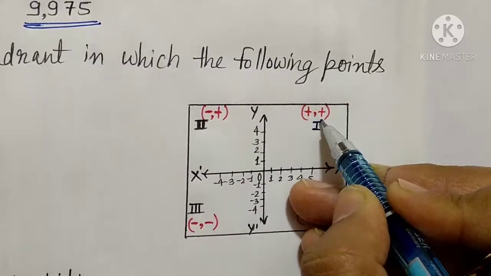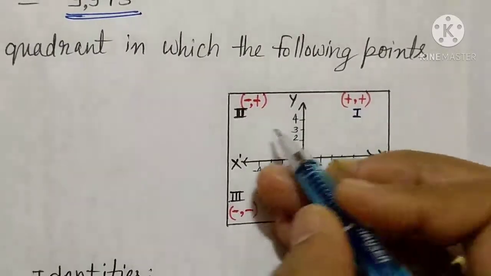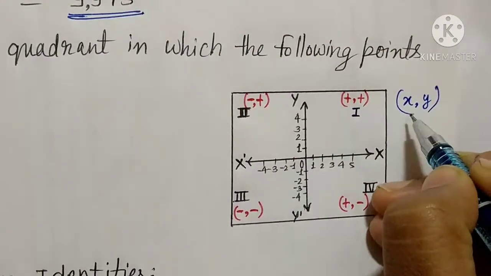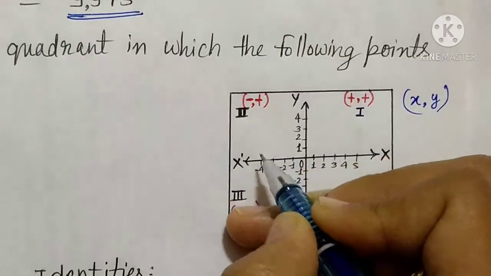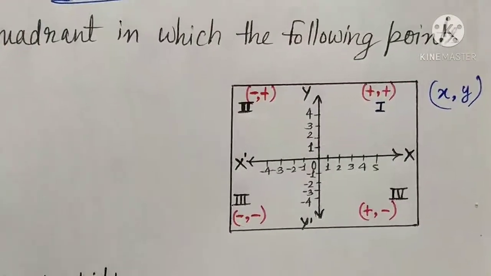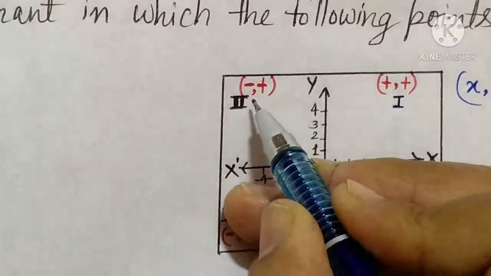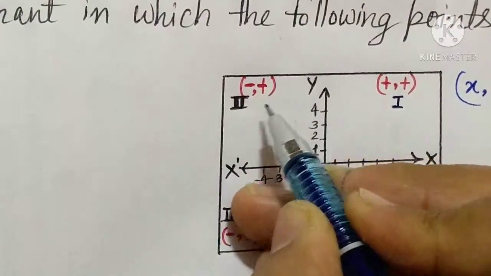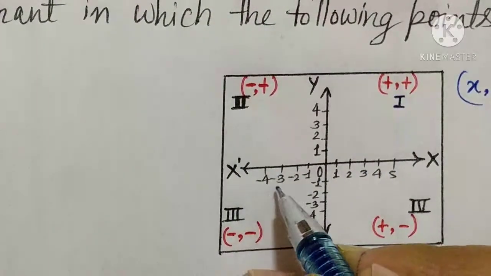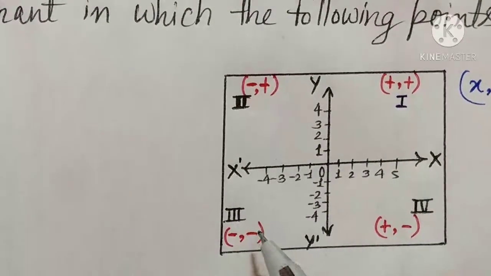It means plus comma plus. In the second quadrant, as we write the coordinates in x comma y form, first we write the x coordinate, then the y coordinate. So first, x is what? Minus sign here, -4, -3, -2, -1. And if you move to y, y is what? Plus sign, 1, 2, 3, 4, 5. So minus will come first, then plus. Minus comma plus will come in the second quadrant. If we move to the third quadrant, we will find that here x is minus and y is also minus. So minus minus will come in the third quadrant.